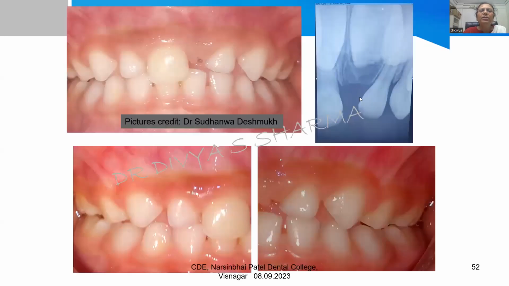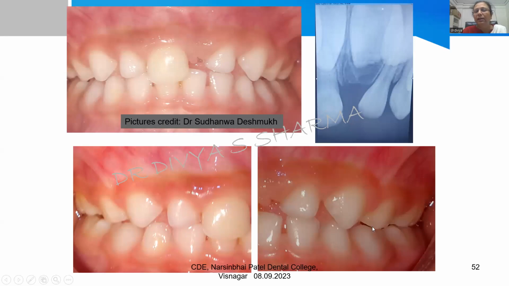So here is a closed spaced arch in the primary dentition, with early exfoliation of the primary incisor, and you can see there is an early space loss, rapid space loss, and because of this collapse of the arch, you can see the lateral incisor is striking on the lower teeth on both sides.